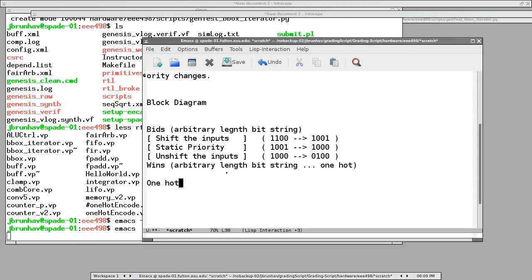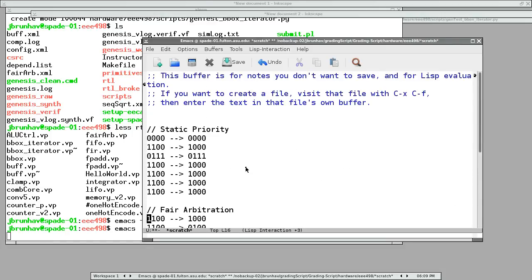And then 1 hot, for those of you joining for the first time, is a format where one and only one bit in a string is high. So in this case, this is a 1 hot string because there's only one. Sometimes we'll talk about 1-hot-0 strings, and that's actually what we're talking about in this case, because if there are no bids, there are no winners. So this is one way that we can tell where the resource is going.